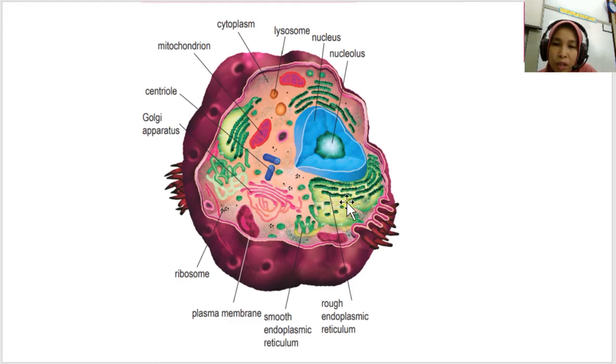Okay, so rough endoplasmic reticulum has ribosomes attached to it, right? Okay, now this one. We go to this structure. This structure refers to the Golgi apparatus.